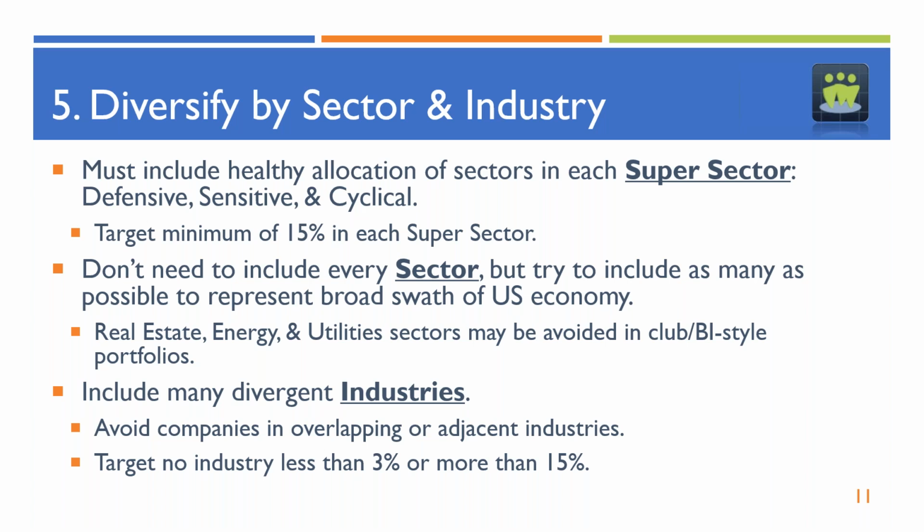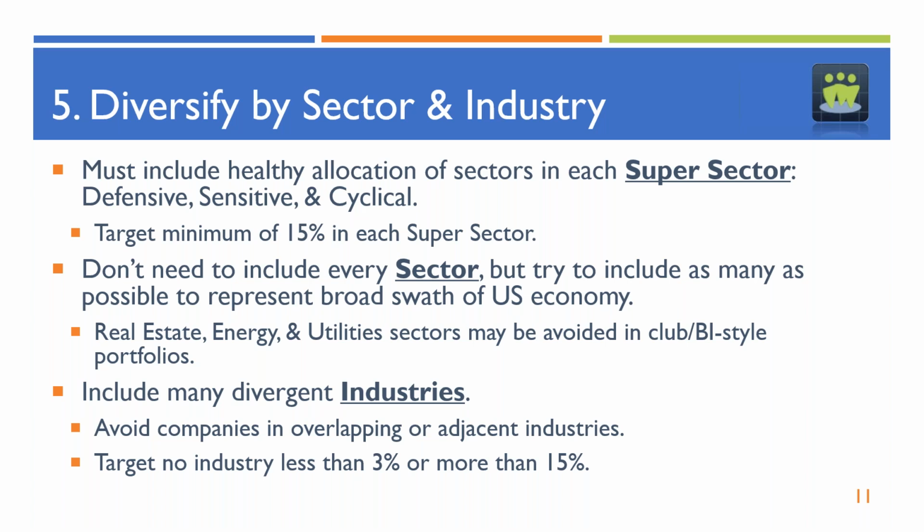Number 5 is to diversify by sector and industry. We use the super sector industry framework as developed by Morningstar, our data service. There are 3 super sectors that sectors are grouped into. These are the defensive, the sensitive, and cyclical. My target minimum is 15% in each of these 3 super sectors.